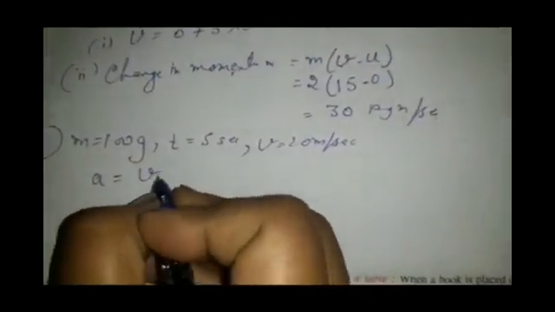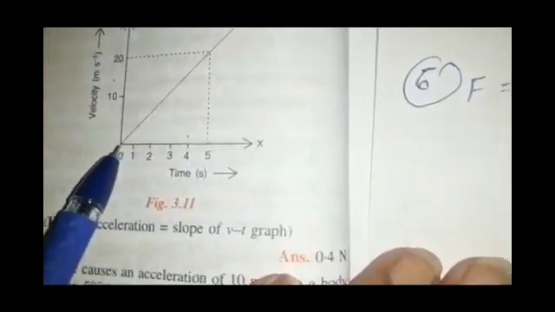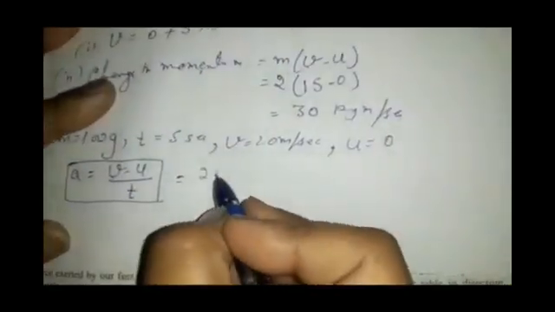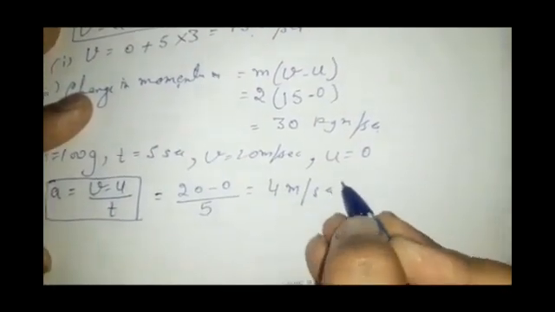Now what you can find? Acceleration. Acceleration we know, change in velocity upon time. This also we have done in second chapter. Now u also, you have to find. Children, see from the figure, u means initial velocity. Initial means the starting point. That is 0 here, and the final is 20. So here you write u is 0. Now put the value: 20 minus 0 by time is your 5. So it will come 4 meter per second square.